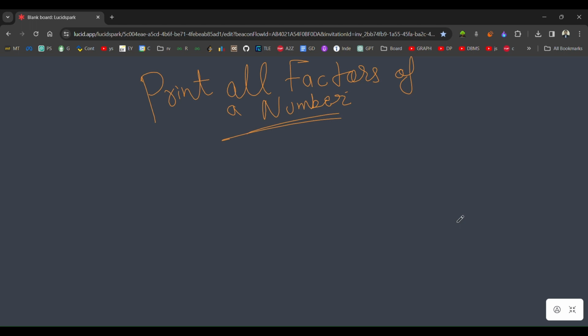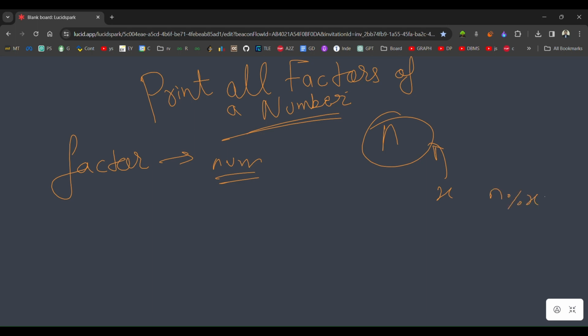So what is a factor? A factor is a number that divides a number completely. Let's say n is given to you. A factor of n will be, let's say, x. So n modulo x will always be 0. That means x is dividing n completely without any remainder. So that's what a factor is.